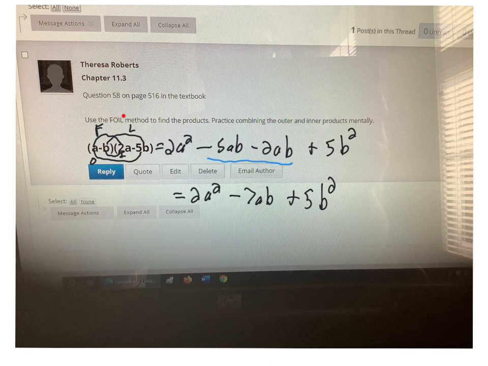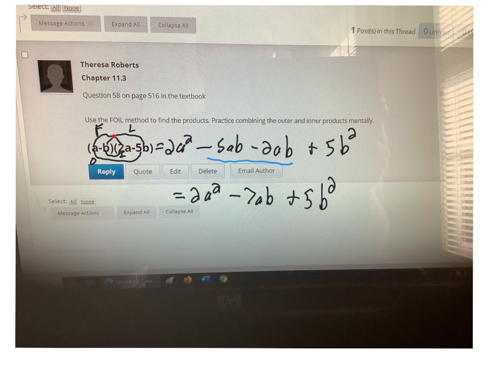So the FOIL method is just a shortcut to using the distributive property twice, specifically for multiplying binomials, which we have here. In the first parentheses we've got a minus b. In the second parentheses we have 2a minus 5b. The word FOIL is a mnemonic device. F stands for multiplying the first terms. O stands for multiplying the outer terms. I stands for inner, and L stands for last.